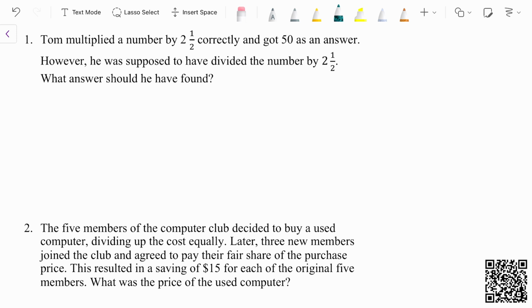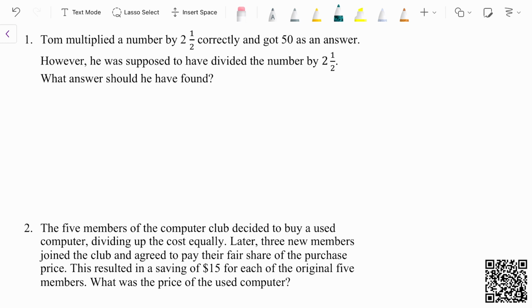But problem number 1. Tom multiplied a number by 2 1/2 correctly and got 50 as an answer. However, he was supposed to have divided the number by 2 1/2. What answer should he have found? This is 2 parts, as you might have learned in 3rd grade. 2-part problems. So you do 1 part first, and it helps you do the 2nd part. Same idea.